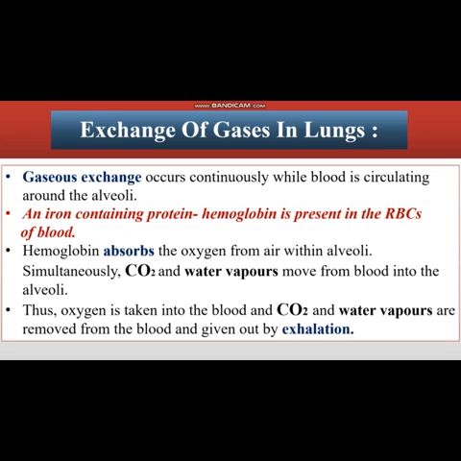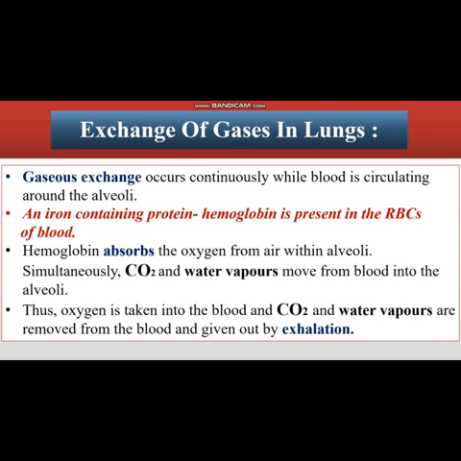Hemoglobin absorbs the oxygen from air within the alveoli. Simultaneously, carbon dioxide and water vapors move from the blood into the alveoli. So it is going to absorb the oxygen from the air which is present inside the alveoli. And now what is given? Carbon dioxide and water vapors will move from the blood into the alveoli. And you know that when you exhale, what is given out? Carbon dioxide. And from where is it coming? Remember students, it is coming from the blood. It is a waste product which is coming from the blood. Thus, oxygen is taken into the blood and carbon dioxide and water vapors are removed from the blood. And this process, we all know, is exhalation.